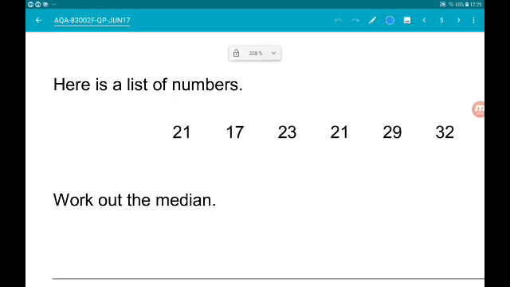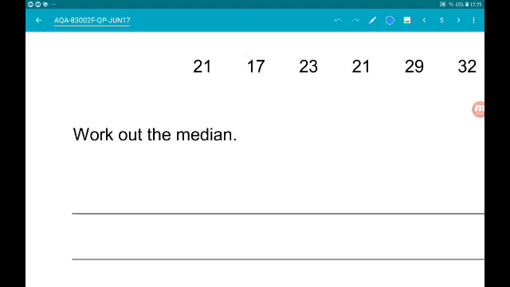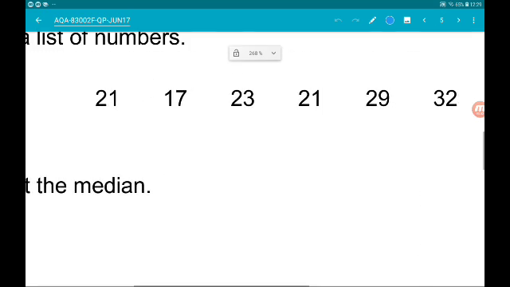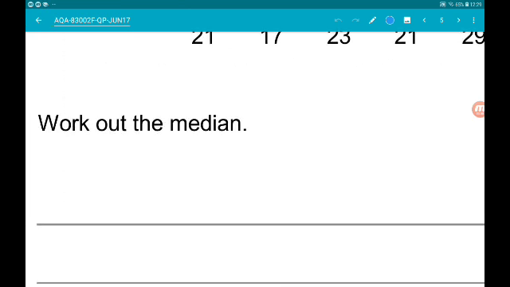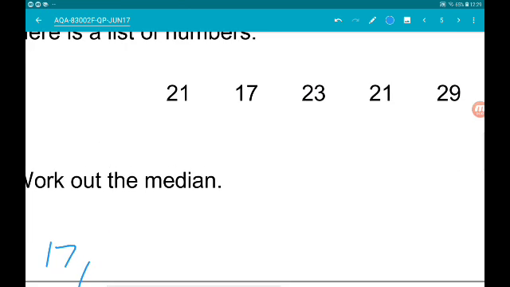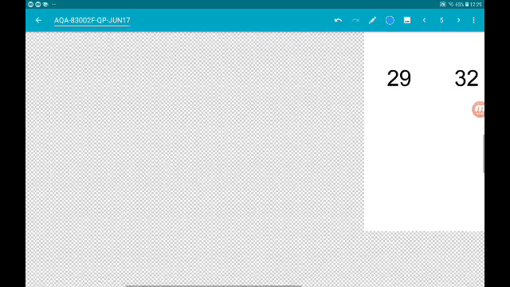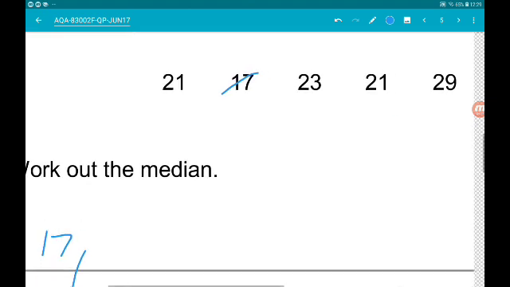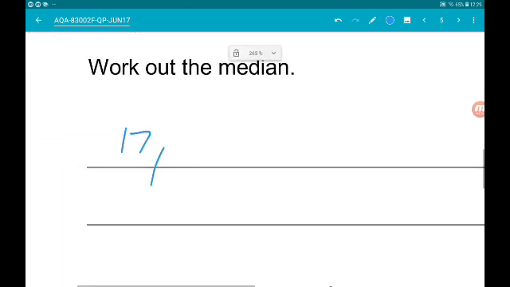Question 7. We've got a list of numbers and we want to work out the median. So the median is the middle value, so we need to put the numbers in order. So 17 is the smallest. And then we've got 21s. Yep, 21 is the next. So we've got 1, 2, 3 21s.